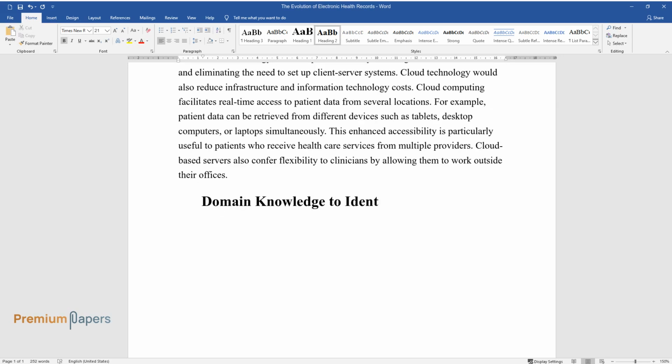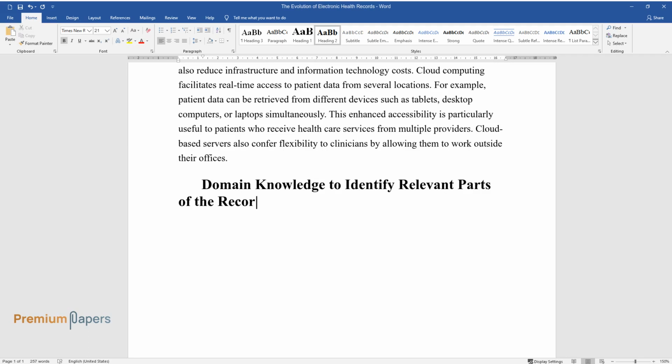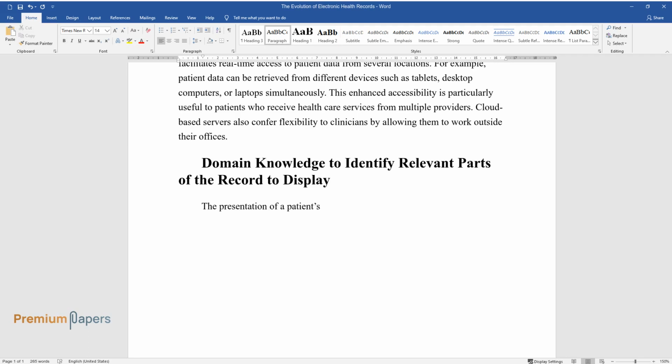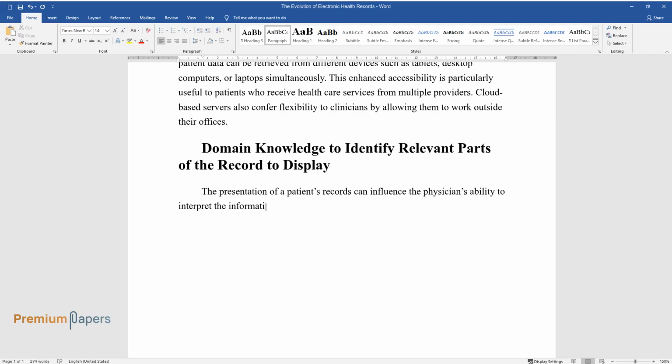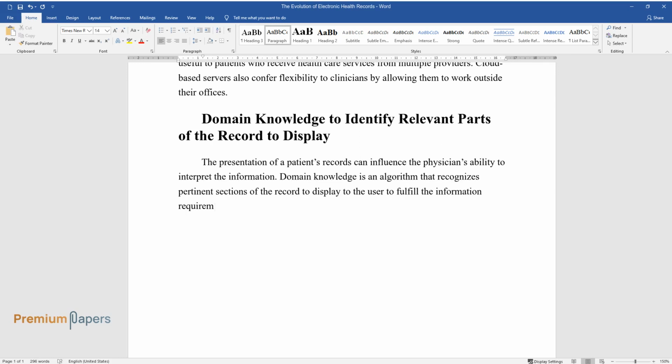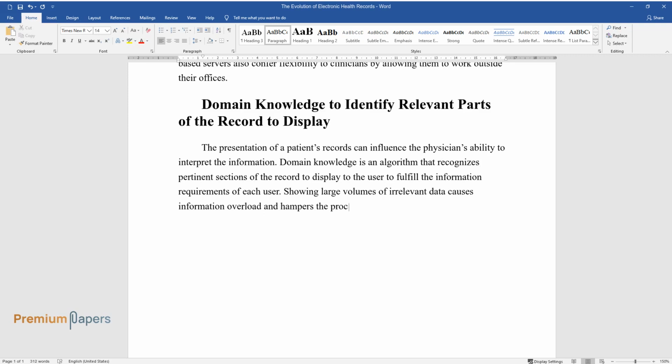Domain knowledge to identify relevant parts of the record to display. The presentation of a patient's records can influence the physician's ability to interpret the information. Domain knowledge is an algorithm that recognizes pertinent sections of the record to display to the user to fulfill the information requirements of each user. Showing large volumes of irrelevant data causes information overload and hampers the processing and interpretation of the information.